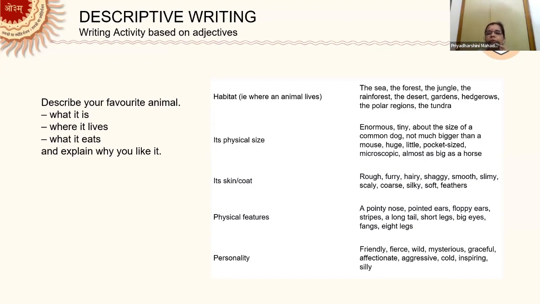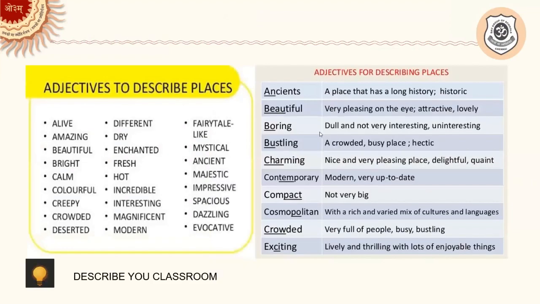Then personality also, whether it is a friendly animal or a wild animal or graceful. So these terms we have to tell them. You can give them as a clue also initially. For 1 or 2 paragraphs, you can give them as a clue. But later the child should be able to write on his own. So this is all about describing an animal.